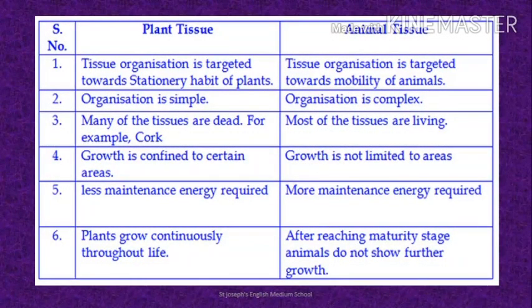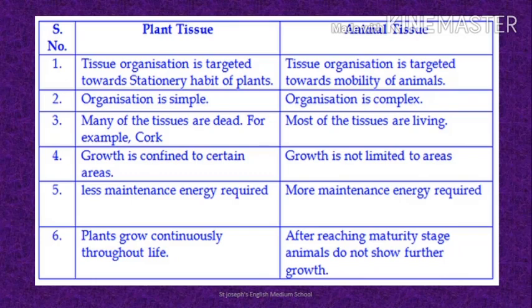So here are the points which you have to write. In the points you have to differentiate between plant tissues and animal tissues. The first point is tissue organization. In plants, tissue organization is targeted towards the stationary habit of plants, meaning they don't move from one place to another. But what about in animals? The tissue organization is targeted towards the mobility of animals, as they move from one place to another.